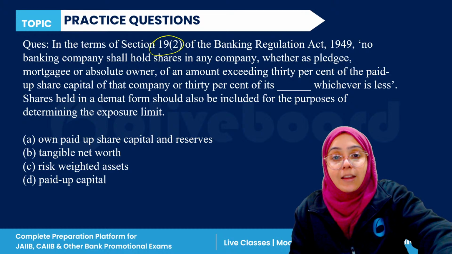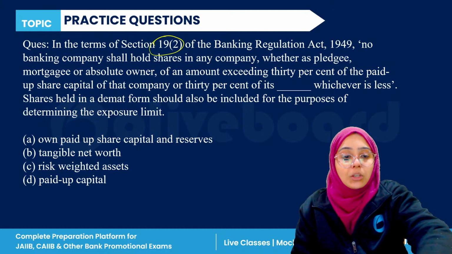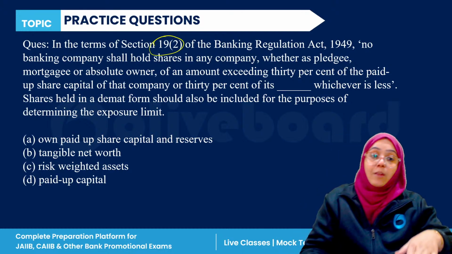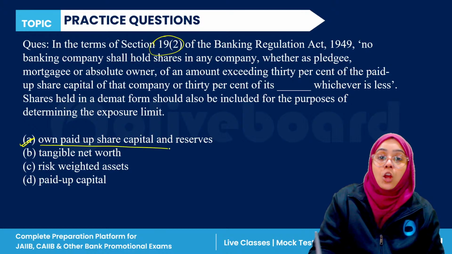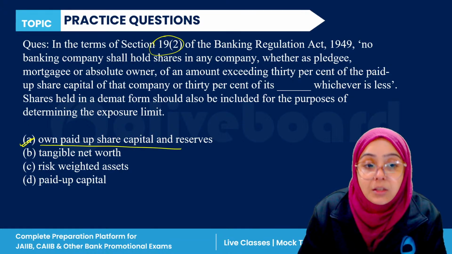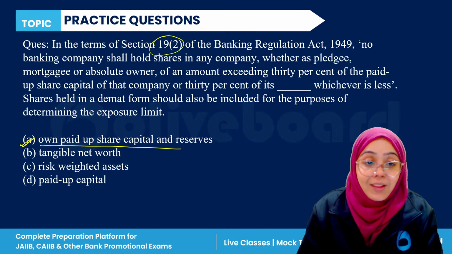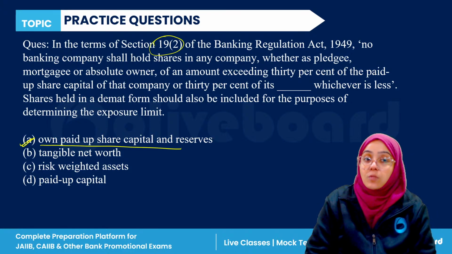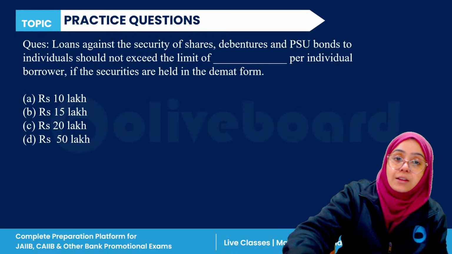So the correct answer for this question is A. It is either 30% of the paid up share capital of the company or 30% of its own paid up share capital and reserves, whichever is less. This is the correct definition defined under section 19(2) of the Banking Regulation Act.